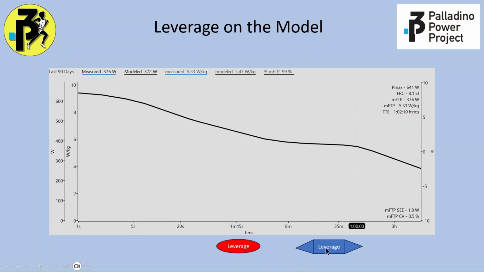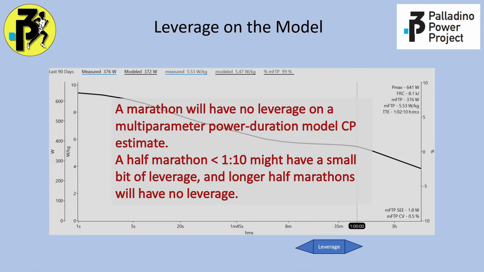There's a taper, a primary leverage area for impacting CP. The reason I bring this up is that if you run a marathon, it's going to have no leverage on your CP. It's out here. It's not going to leverage your CP. It's going to have no effect. If you run a half marathon and you're under an hour and 10, close to an hour and 10, it may have a small effect on your CP. In other words, it may leverage your CP a little bit.